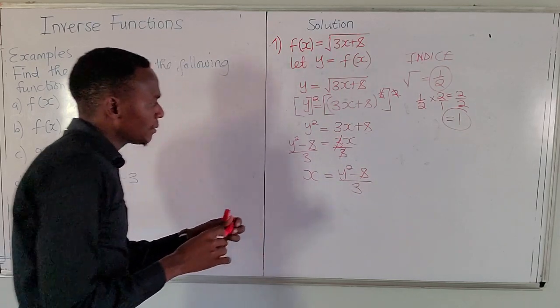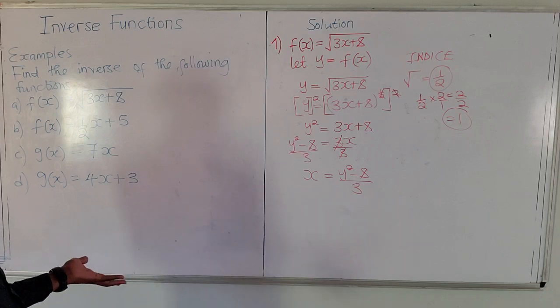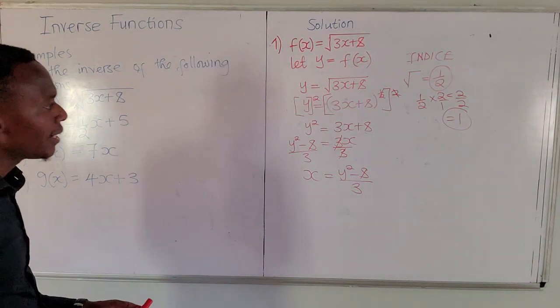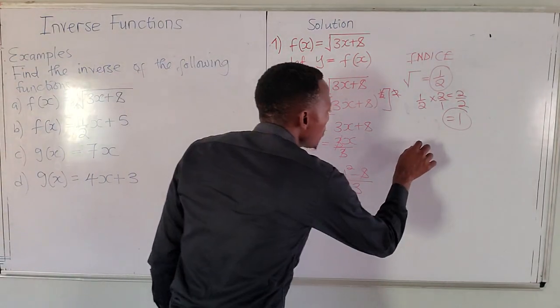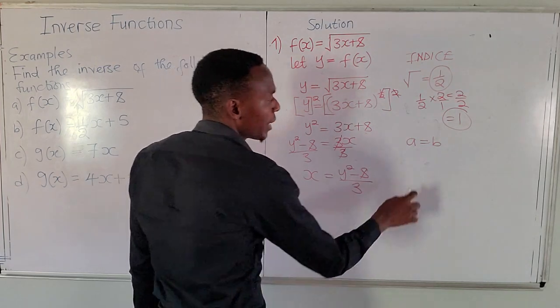Now someone might just be wondering, but how come? Why has this man written x is equal to y squared minus 8 over 3? The issue here is that if, for example, a is equal to b, then I'm also at liberty to write it as what?